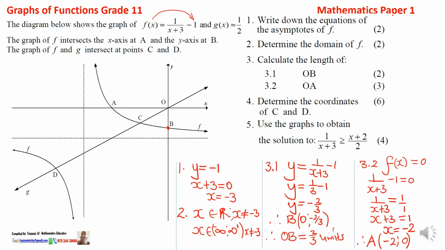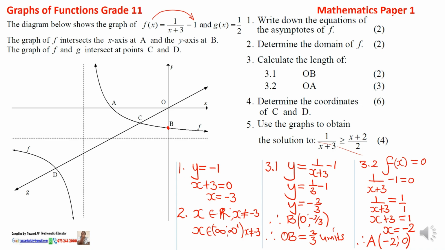After that, we can determine how many units there are from point O to point A. In our graph, we can see that since point A is (negative 2; 0), it means OA is equal to 2 units.